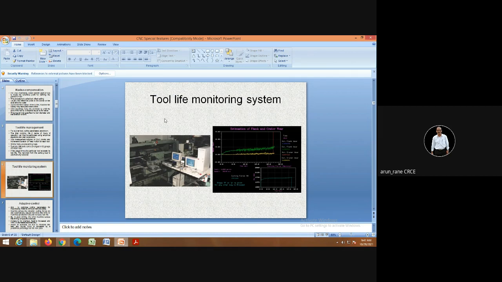This is what a setup is for a tool life monitoring system. The sensors will give the flank wear as well as the crater wear.